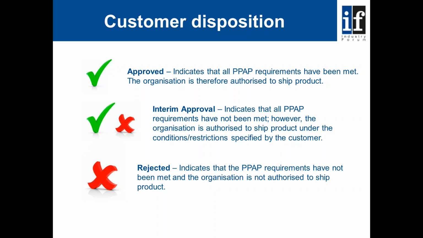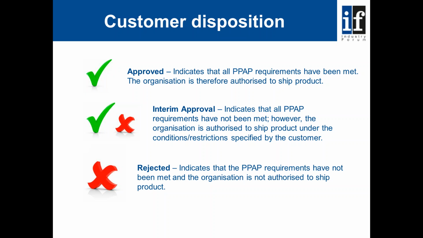We could have an interim approval, and in this instance there could be problems with the PPAP documentation itself, or there could be some problems with the product achieving the full specification. However, the customer is able to give a concession so that the product can be used. And so an interim approval indicates that all PPAP requirements have not been met. However, the organisation is authorised to ship product under conditions or restrictions specified by the customer. And quite often these restrictions or limitations are things like a set number of parts or a set period of time during which the expectation is that any issues will have been resolved and that the supply organisation will have resubmitted PPAP and gained full approval.